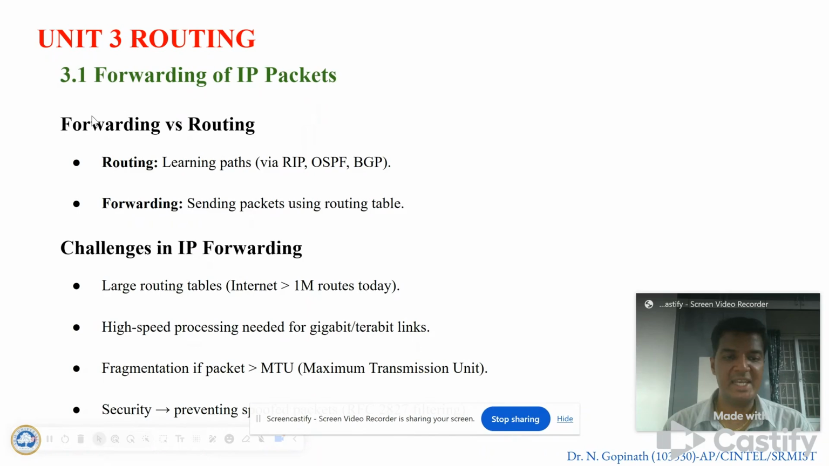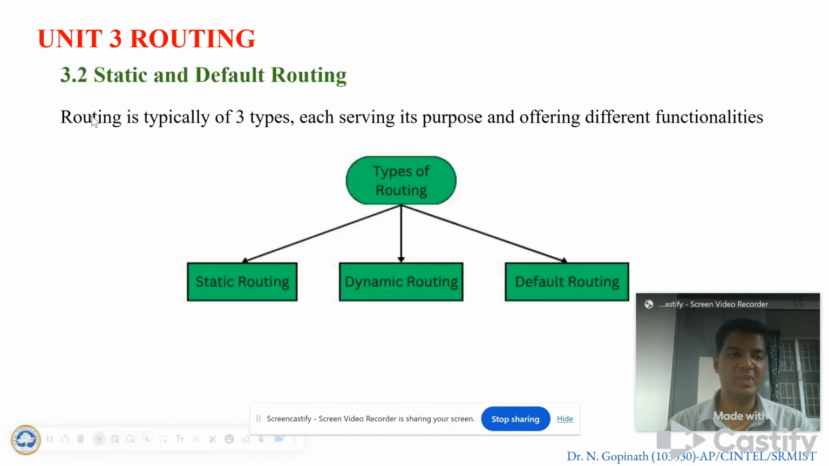Next, we will see about the challenges in IP forwarding. The first challenge is large routing tables. The second one is the high-speed processing needed for gigabit or terabit links. The third one is fragmentation, if the packet is greater than the maximum transmission unit. And the last one is security issues.